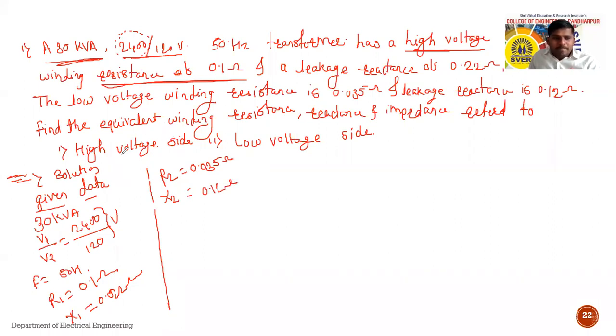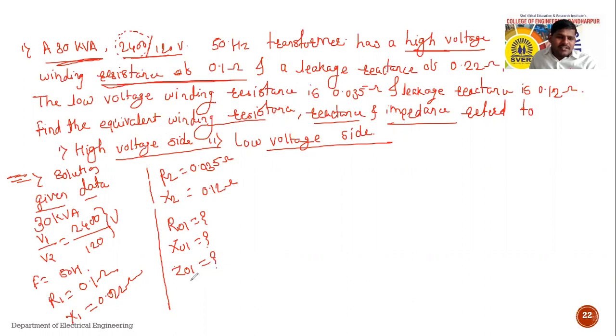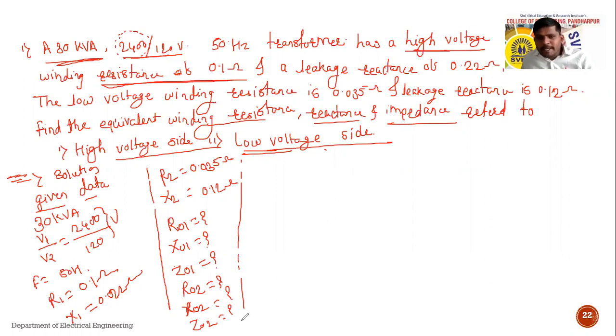What do we want to calculate? The equivalent winding resistance, reactance and impedance. Referred to the high voltage side, that means we want to calculate R01, X01 and Z01. Similarly, referred to the low voltage side, which is the secondary side, we want to calculate R02, X02 and Z02. So this is the quantity we want to find out, right?